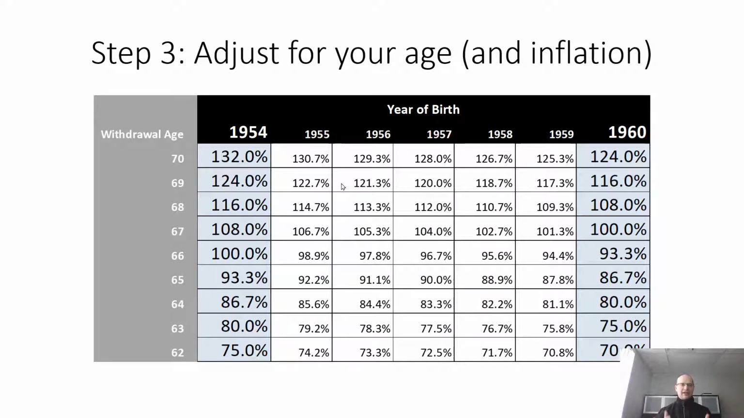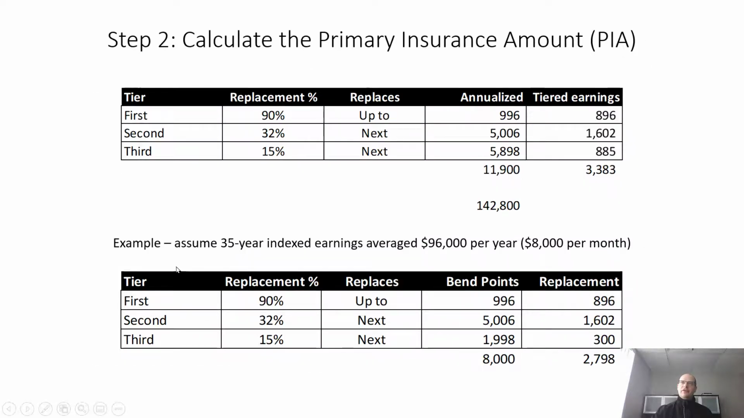Now, one important technicality of the whole calculation process is the three-tiered formula that's used. It's based on the year in which you turn age 62. So let me go back a slide for reference. Again, if you're turning 62 this year, 2021, we look at this top table. These are the actual dollar amounts used in the three-tiered formula.